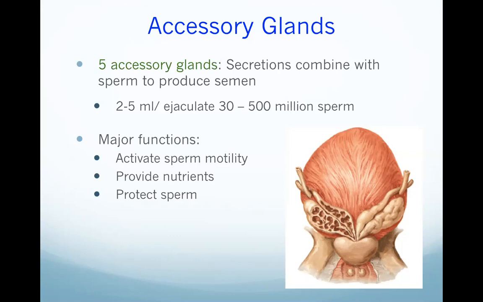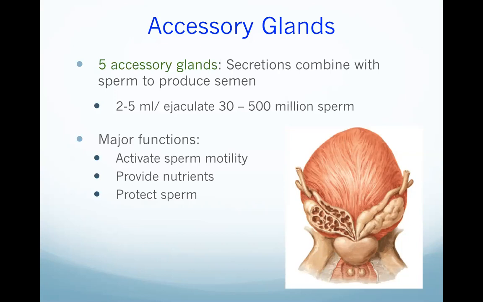There's so many things that can affect ejaculate volume. But on average, you're looking at 2 to 5 mL, or a tablespoon, of ejaculate. And in that ejaculate, again, you have somewhere between 30 and 500 million sperm. On average, it's about 300 million.